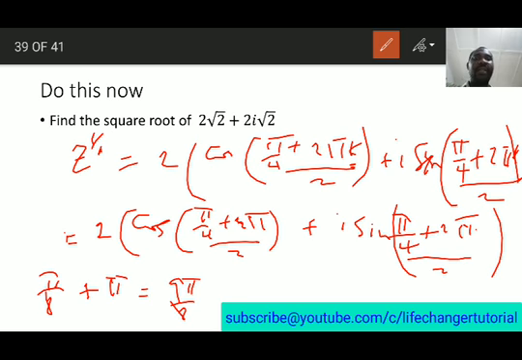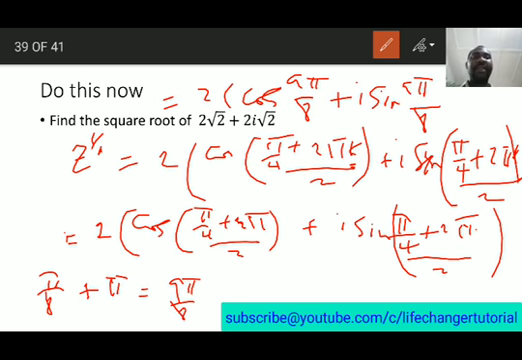So the whole of this second answer is going to be 2 into cos 9 pi over 8 plus i sine 9 pi over 8. But you know your answer should be in complex form, so you would find cos 9 pi over 8 and sine 9 pi over 8, then send your answers to me. I'll be waiting for that. Leave your answer in complex form and just post it.